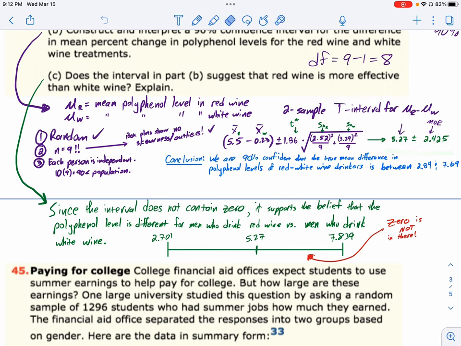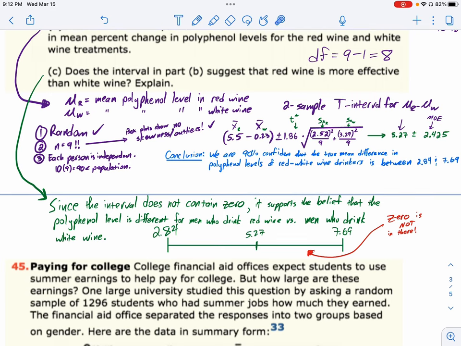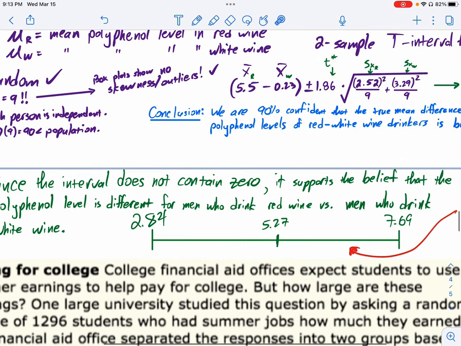Oh, excuse me, I have a slight discrepancy here. 0 is not in my interval, right? My interval goes from 2.84 to 7.69. 0 is not in there. So everything in this interval is positive. So everything suggests that yes, red wine does provide more polyphenols because 0 is not in there. It supports the belief that polyphenol levels are different for men who drink red wine versus white wine. I might even say not different. I'd even go further and I'd say greater.